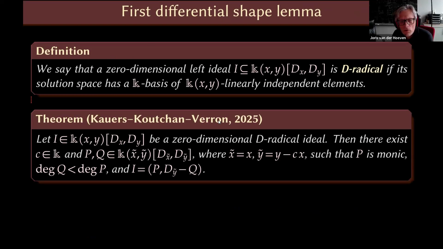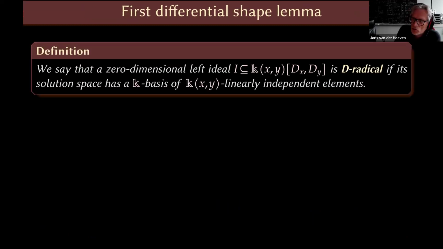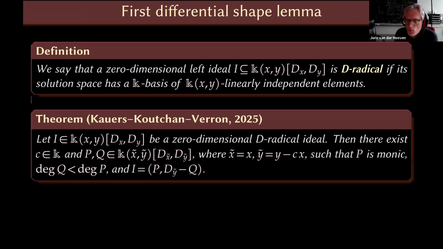Kowers, Kuchan, and Véron remarked that if we take this idea of being radical, this characterization that we see here in the linear case, when we work over the constants, this is a characterization for being a radical ideal. If we just, in the case when we no longer work over the constants, take this as a definition of a d-radical ideal, then actually they proved that the shape lemma still works.